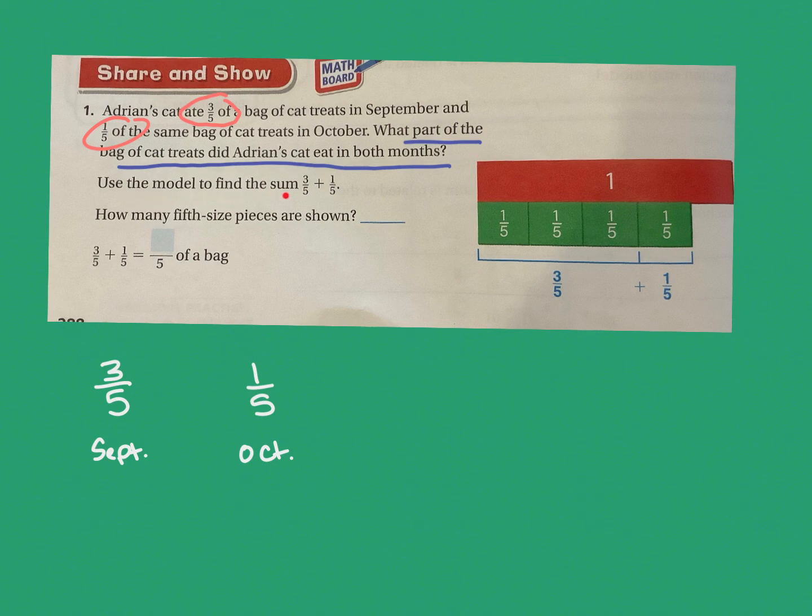Use the model to find the sum, 3/5 plus 1/5. We know we need to add them. 3/5 in September, 1/5 in October. How much is that all together? We need to add those.